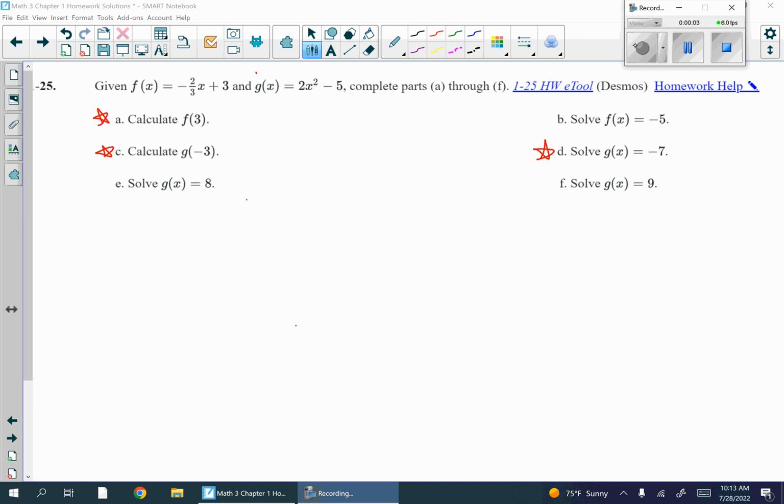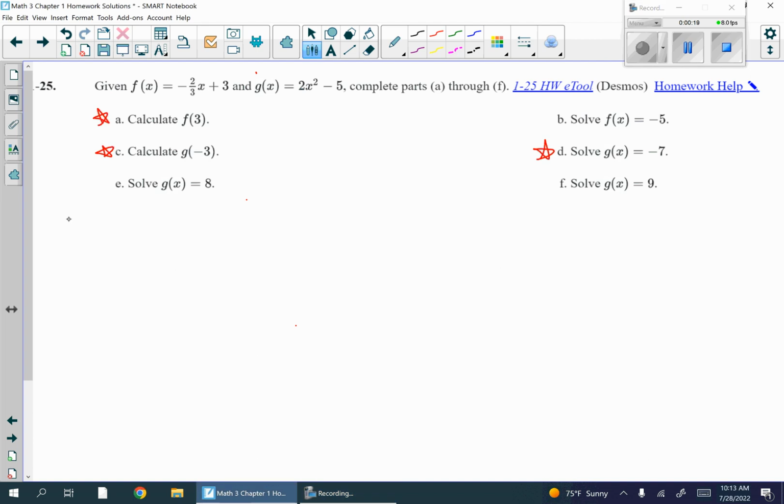CPM Math 3 1-25. For this particular problem, we're being asked to evaluate functions for different inputs and outputs. And so we're only going to do A, C, and D. And the rest of you will be responsible for on your own. All 6 parts, but I'm only going to show you 3 of them.